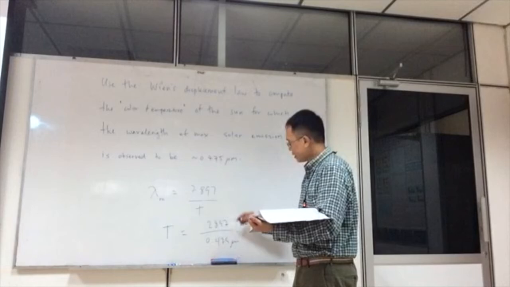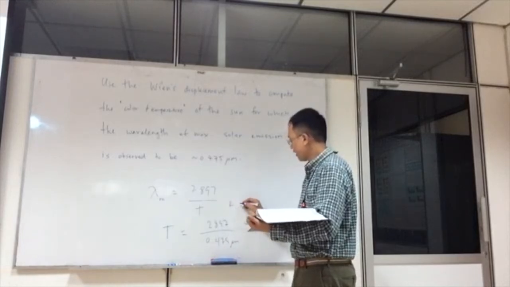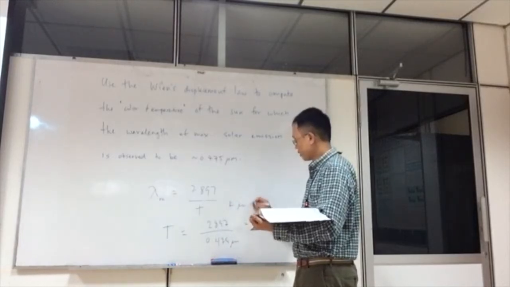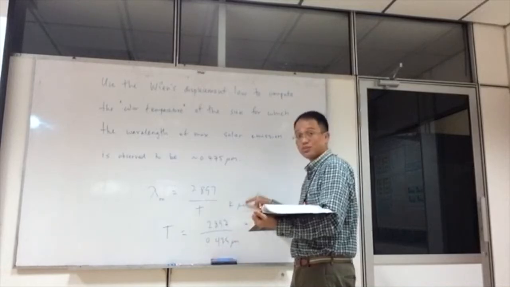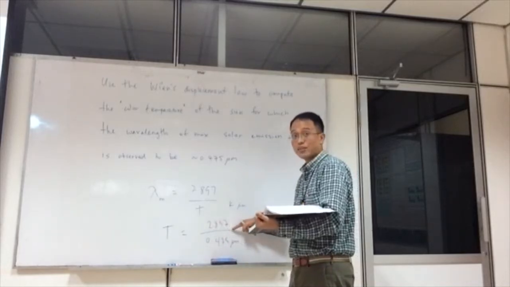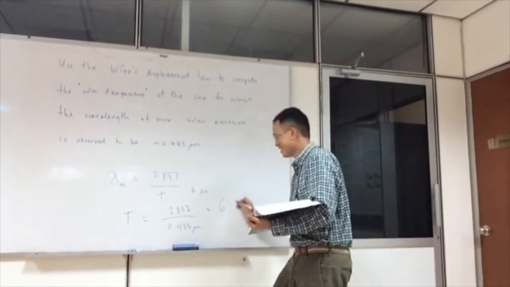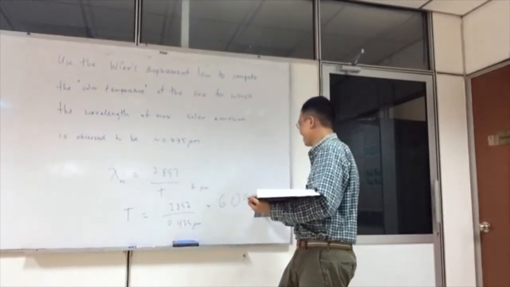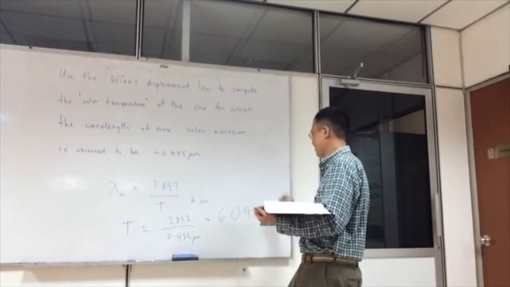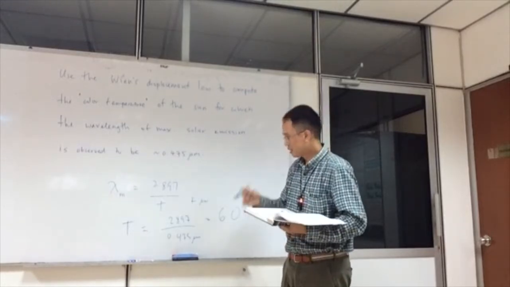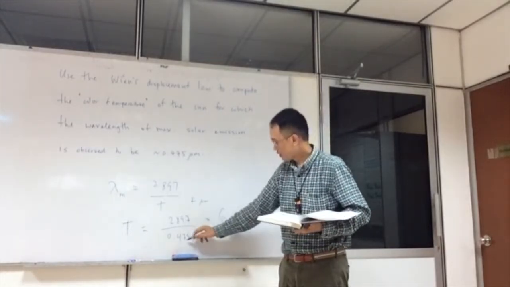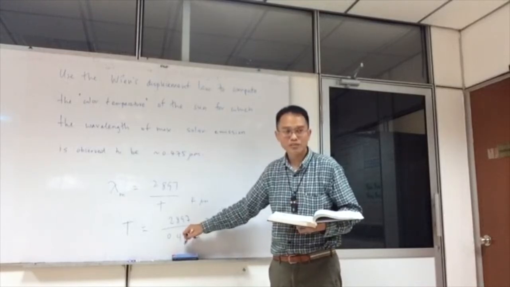There is a unit here that cancels micrometer to change to Kelvin. I think the unit should be K micrometer, where you can cancel these two. So that is the unit of this 2897, although it didn't state it there. Whatever. Okay.